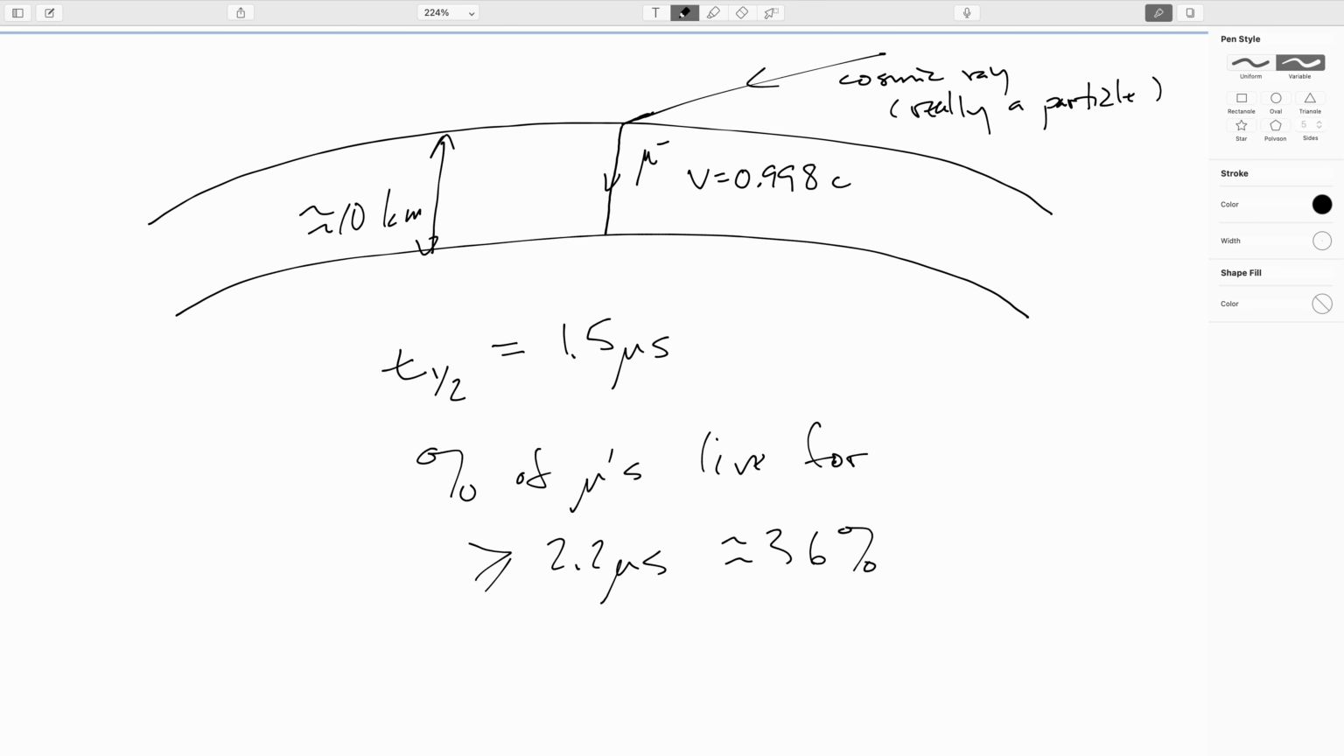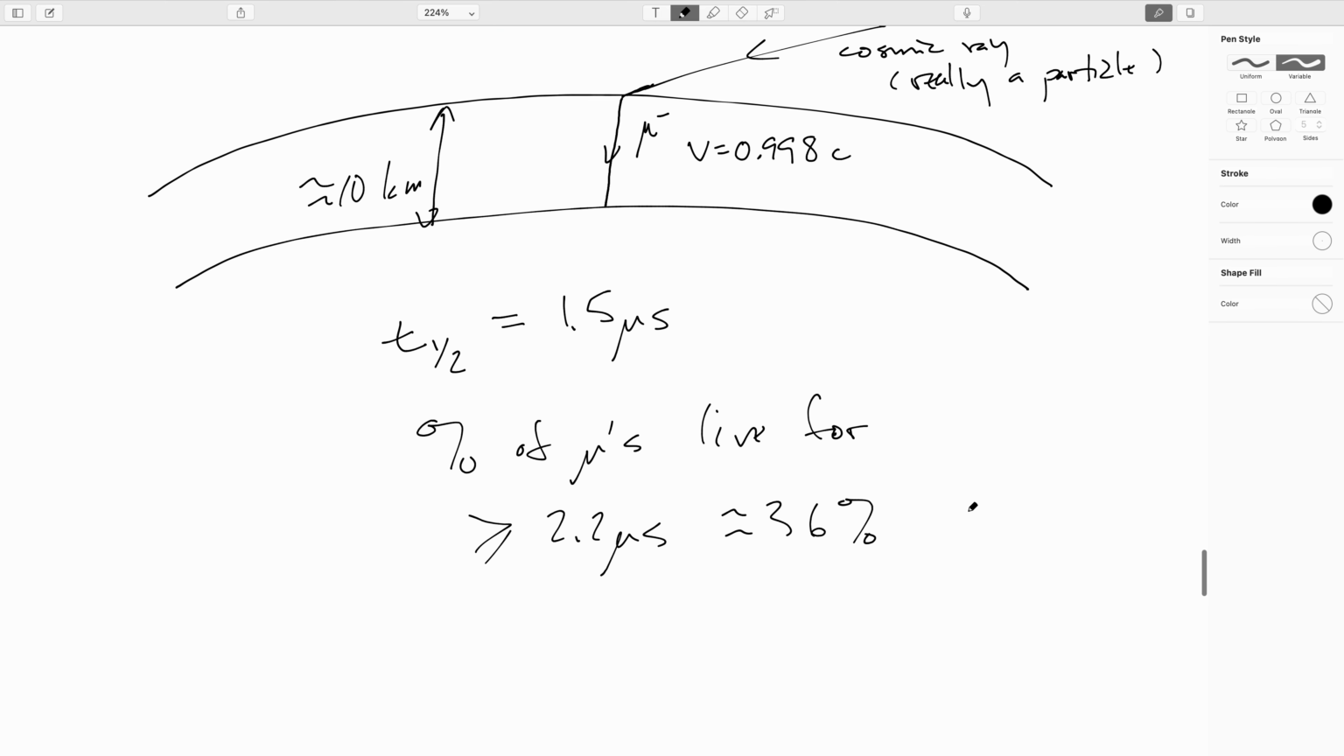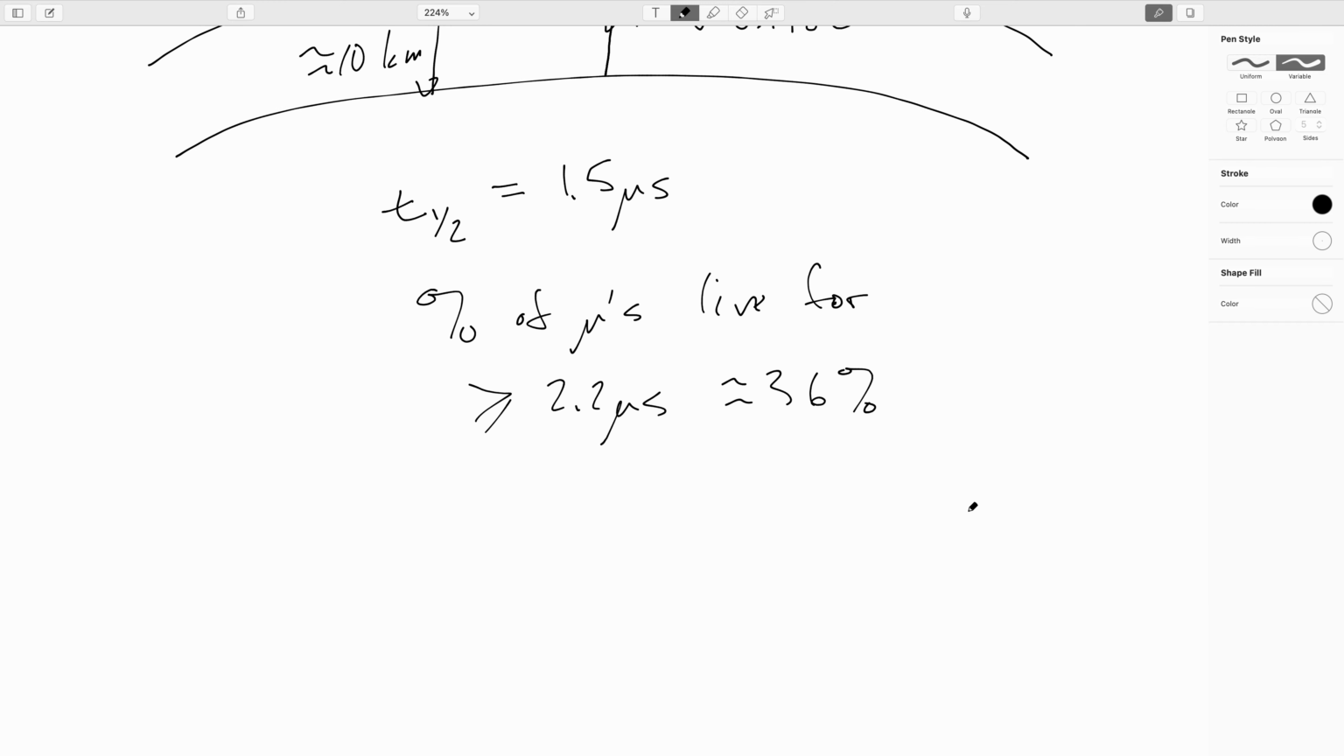Now, if relativity weren't a thing, and you were to calculate how long it would take for this muon to travel 10 kilometers, you would see that it would be so many half-lives that we should never detect a muon on the surface of the Earth. Because for all practical purposes, almost all of them would have decayed. But here's where time dilation comes to our rescue.